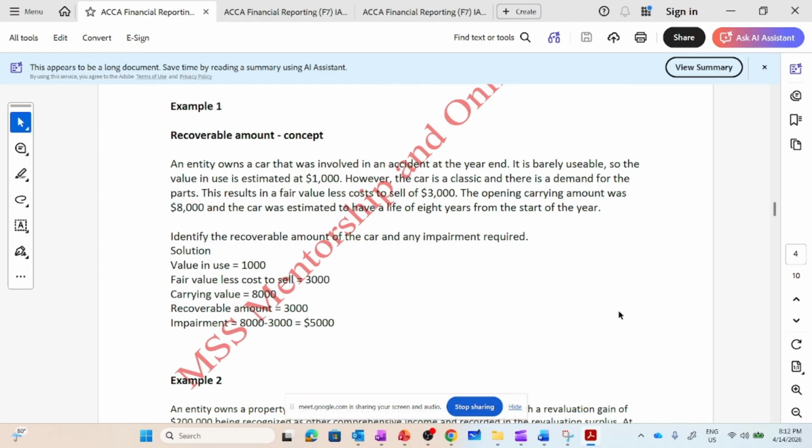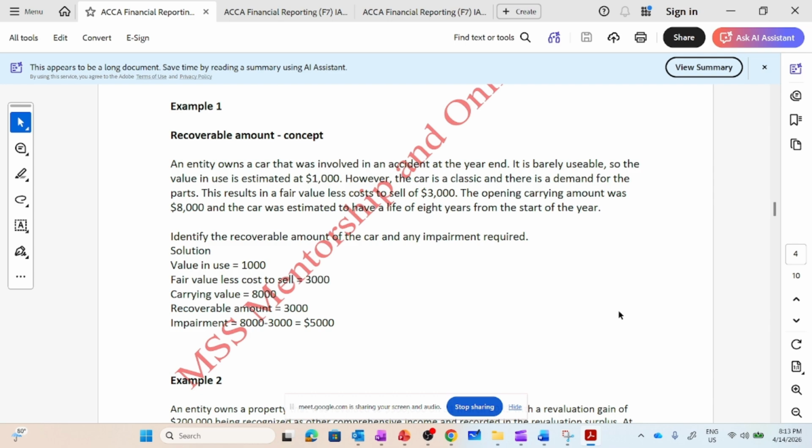Let's understand it from example one. The recoverable amount concept. An entity owns a car that was involved in an accident at the year end. It is barely usable, so the value in use is estimated to be 1,000. However, the car is a classic and there is a demand for the parts. This results in a fair value less cost to sell of 3,000. The opening carrying amount was 8,000 and the car was estimated to have a life of 8 years from the start of the year. So basically, the question stated: identify the recoverable amount of the car and the impairment.